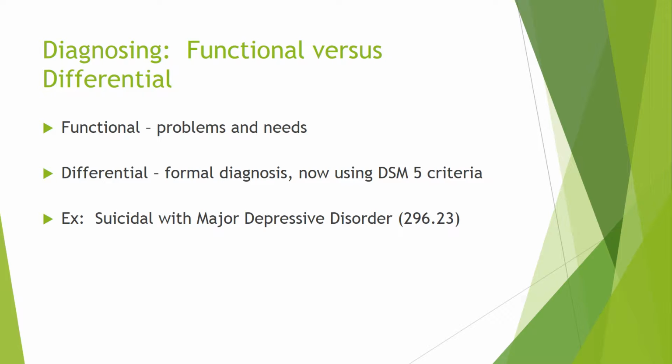The example that they use in the book is that if you have a client who is actively suicidal, then functionally your concern is that he or she is suicidal. From a diagnostic perspective, you may then have identified that he or she meets the criteria for major depressive disorder. So recognize that diagnosing includes both a look at how the illness, the formal diagnosis, is impacting the person, and the focus is oftentimes on how treatment needs to address the problems, the needs, the challenges that the person is experiencing as a result of their condition.